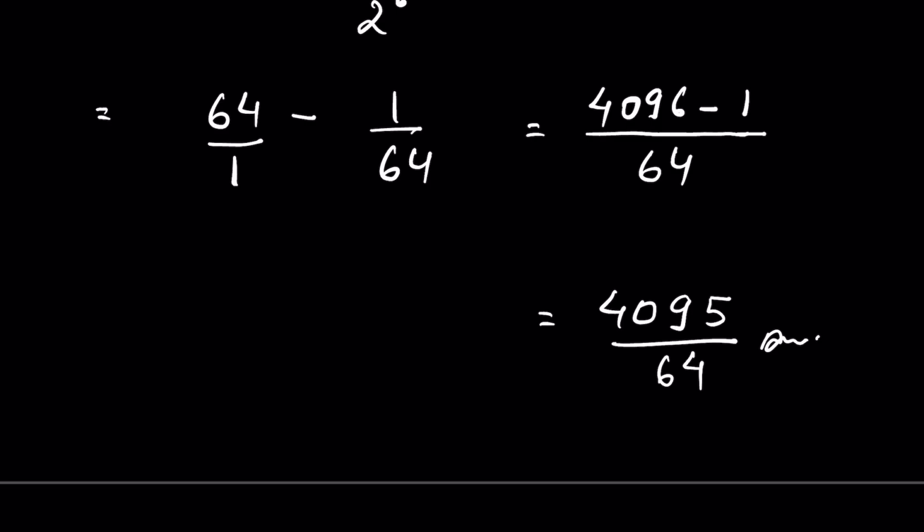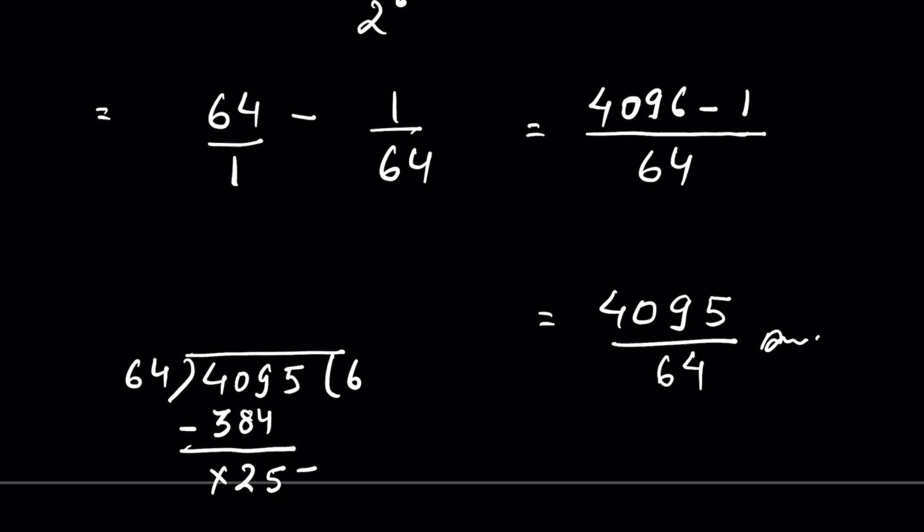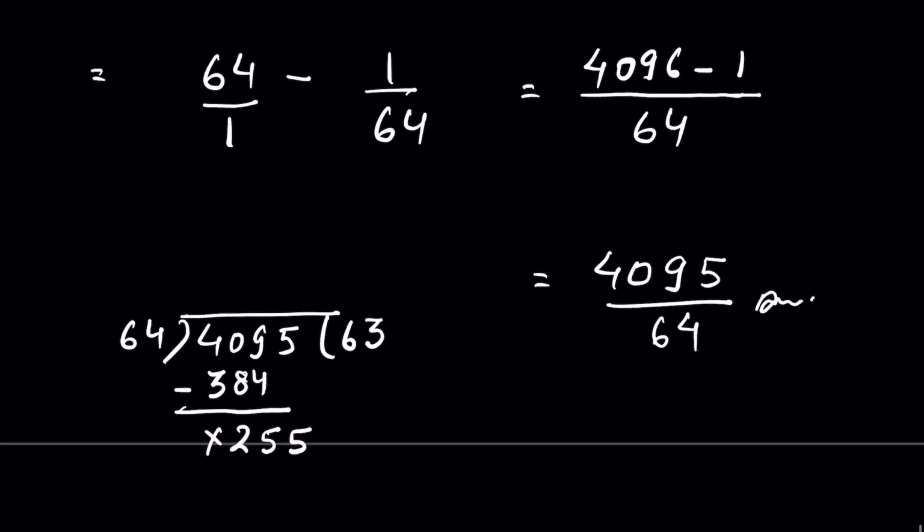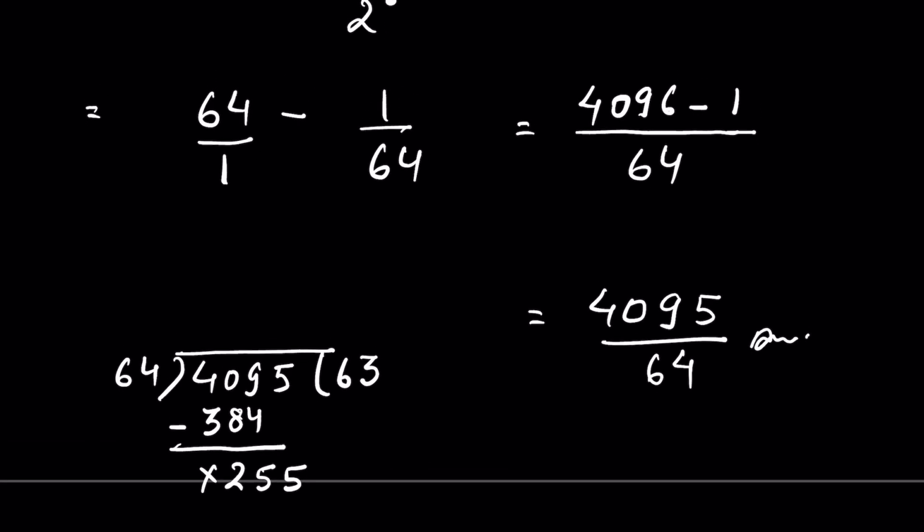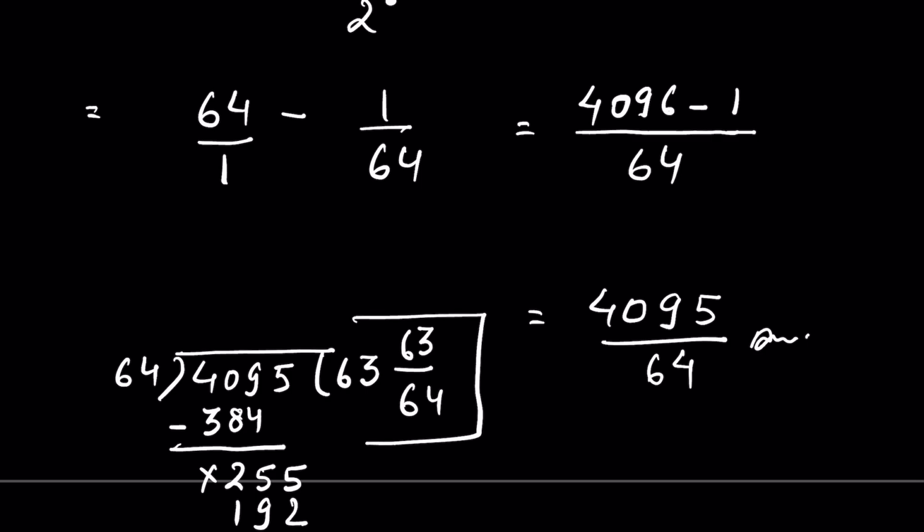If we have to break it down into a mixed fraction, we have to do the long division. So 64 times 6 is equal to 384, subtract 255. 64 times 4 is 256, that is greater than 255. So 64 times 3 is 192. So 63 and 63 upon 64. This is our mixed fraction.